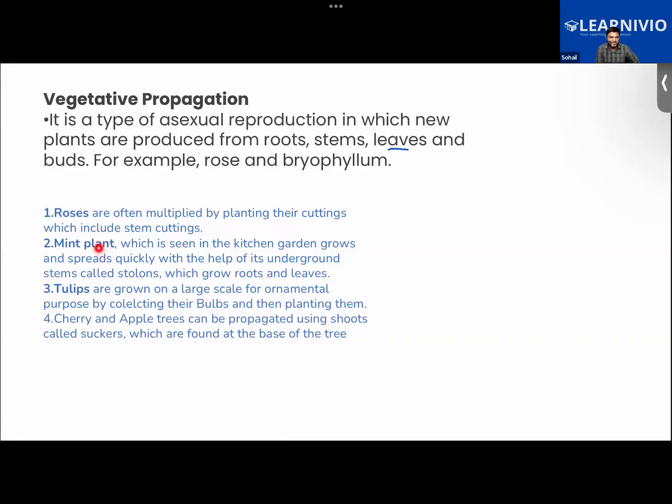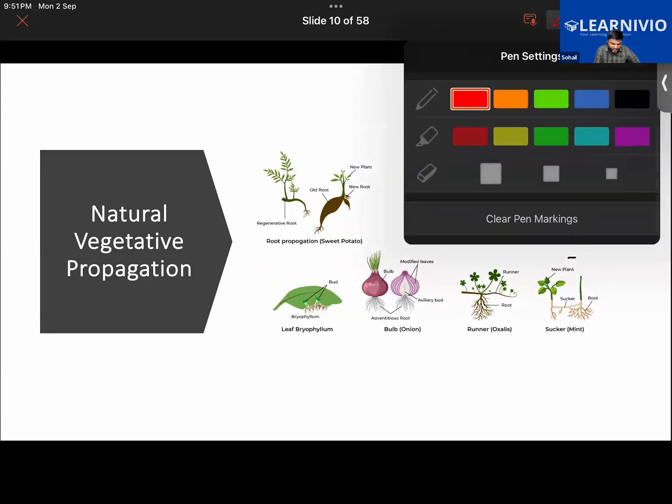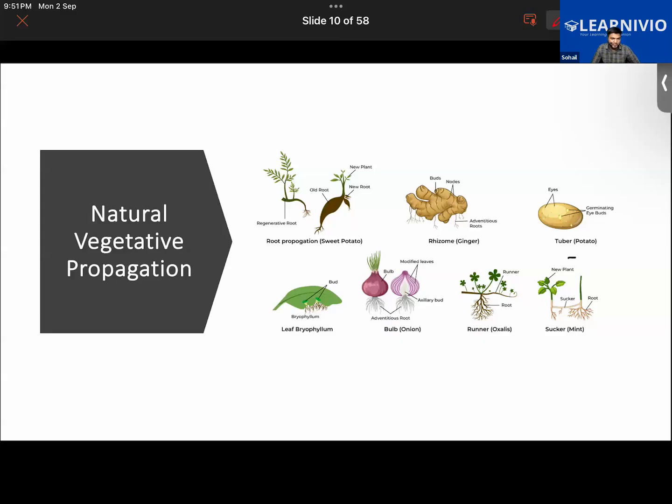Some of the plants are roses, mint plant, tulips. Cherry and apple trees can also be grown using shoots called suckers. We should be learning later on. Have a look at this. The manner in which vegetative propagation occurs will be of two types.